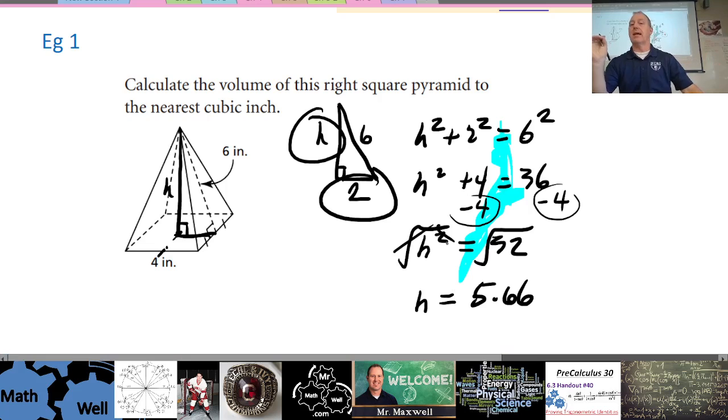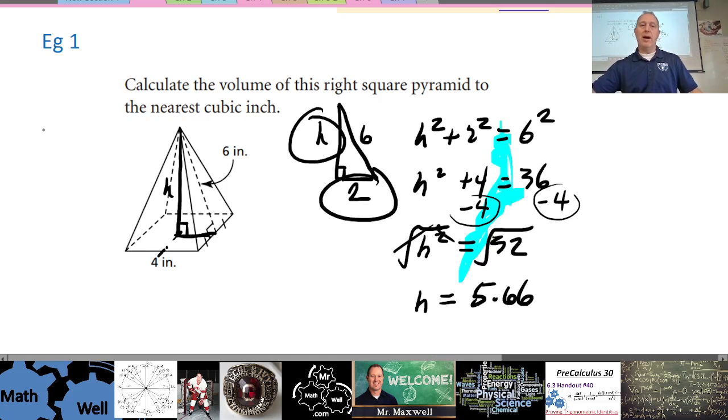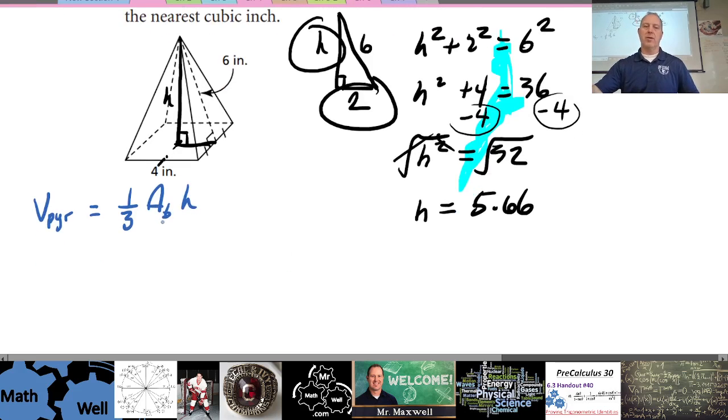I need that height, and I'm going to use as many decimal places on my calculator as possible, and I'll round at the end. So now, my volume formula for a pyramid is 1/3 the area of the base times the height. And that's just one way of representing all that. The A sub B was a subscript B, that's the area of the base. You could also write it like this: area of the base times the height divided by 3, if you like that better. I'm fine with that. It means the same thing.